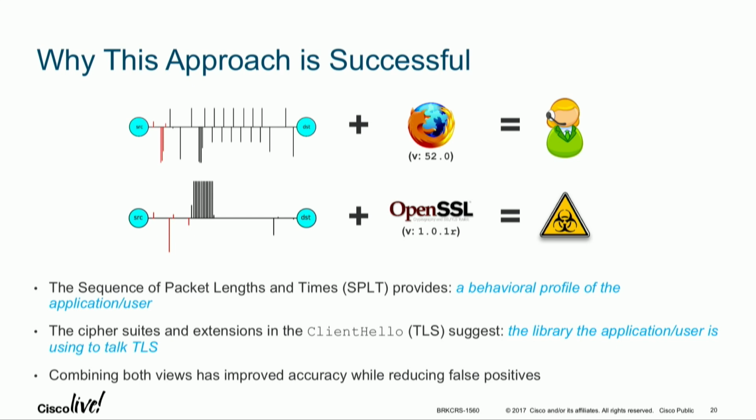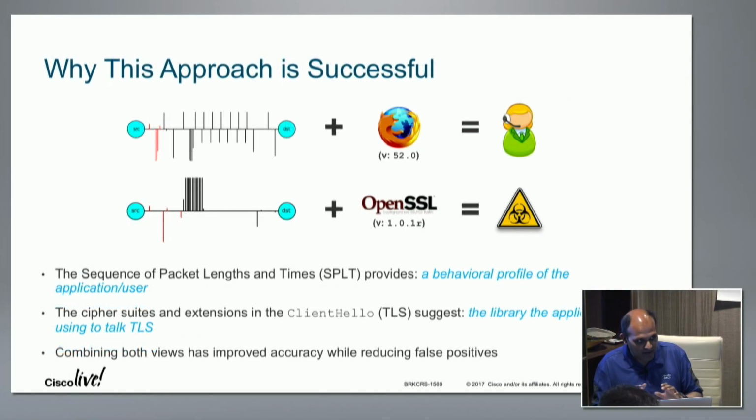So in summary, the SPLT gives us information about the behavioral profile of the user of the application, and the cipher suites information from the initial data packet gives us information about the library that the application is using. And this combination, based on our data so far, has been pretty spot on in being able to identify malware in encrypted communications. So that's the fundamental research, and I can now go into the products, but I wanted to pause here.